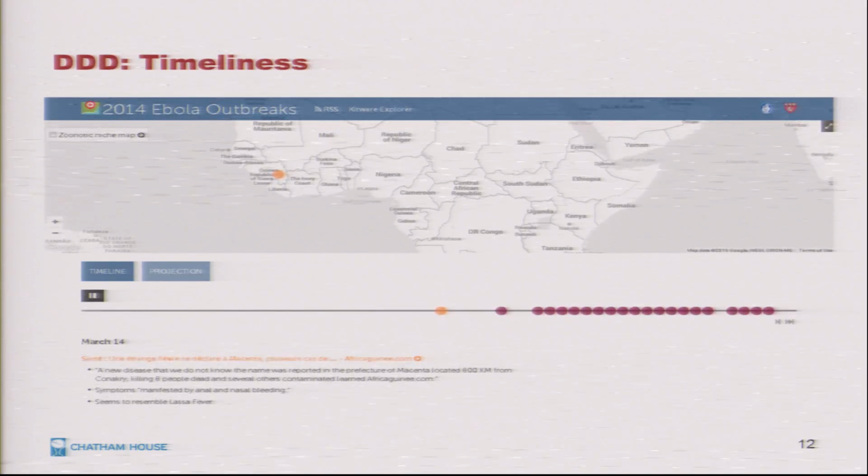And you will see an orange dot in West Africa, I think it's over Guinea, and this is an alert from the 8th of March, which reports a strange new disease of unknown origin with symptoms resembling Lassa fever. And of course, this is the first notification of the Ebola outbreak, and that notification came about 2 weeks before anything was detected through formal channels.